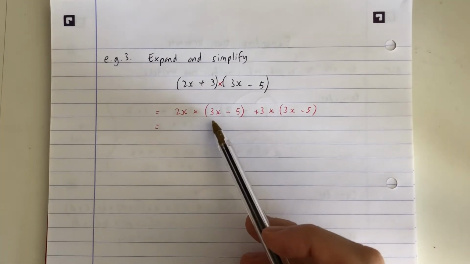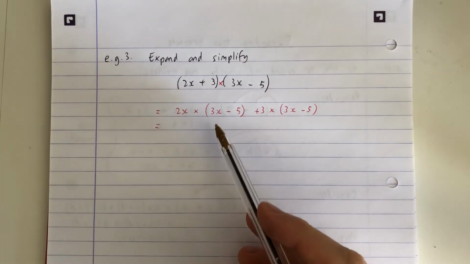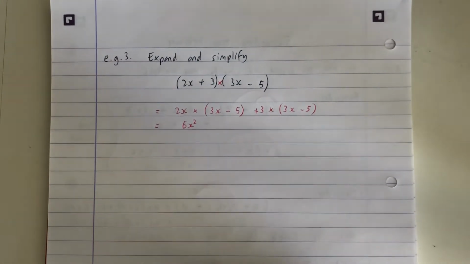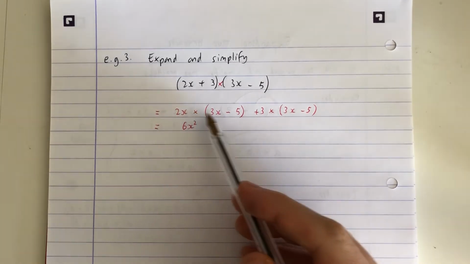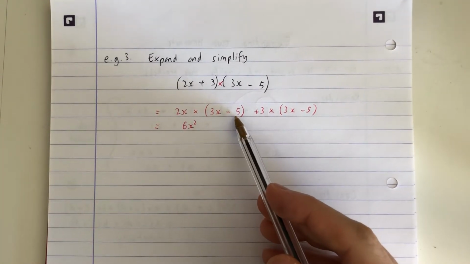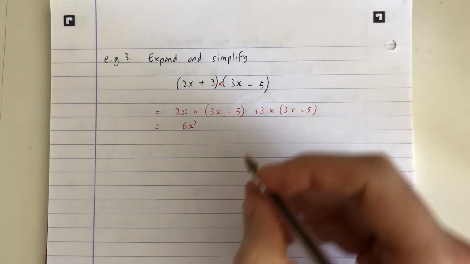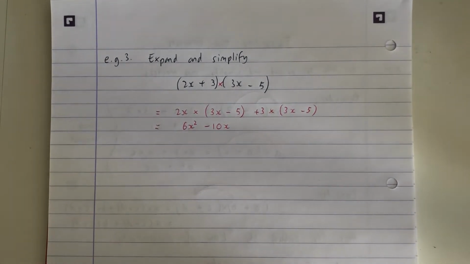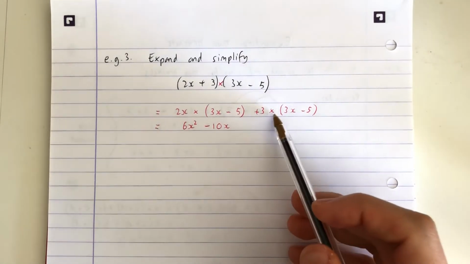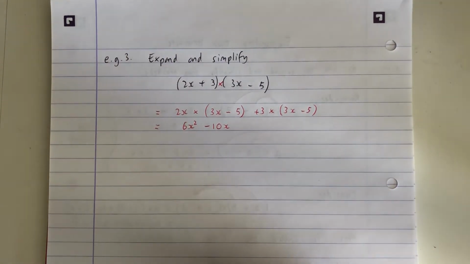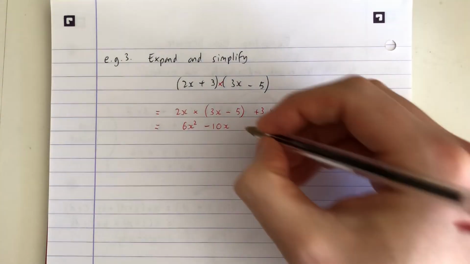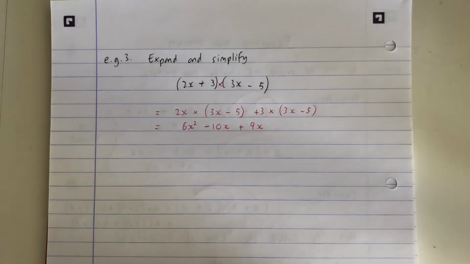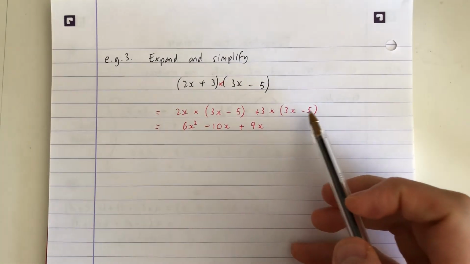2x times 3x. What's the shortest way to write that? That would be 6x squared. 2x times negative 5 would be the shortest way to write that. Negative 10x. 3 times 3x, shortest way to write that would be 9x. And finally 3 times negative 5.